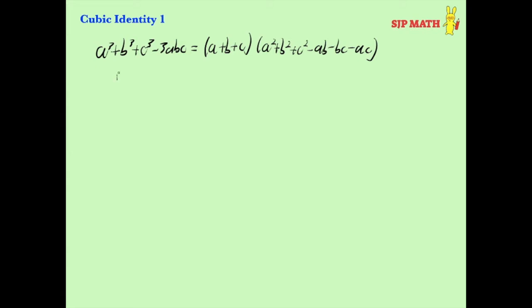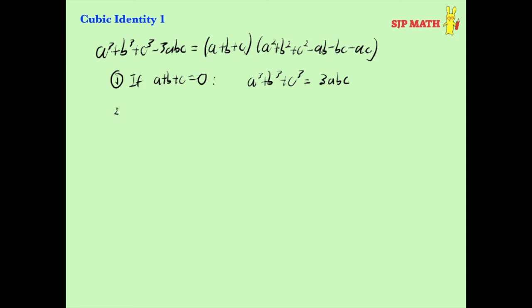Firstly, what happens if a plus b plus c is equal to 0? If a plus b plus c is equal to 0, then this entire thing will be equal to 0, because 0 times that will just make everything 0. Which means that a cubed plus b cubed plus c cubed minus 3abc will be equal to 0, which gives that a cubed plus b cubed plus c cubed is equal to 3 times a times b times c. So that's pretty useful.